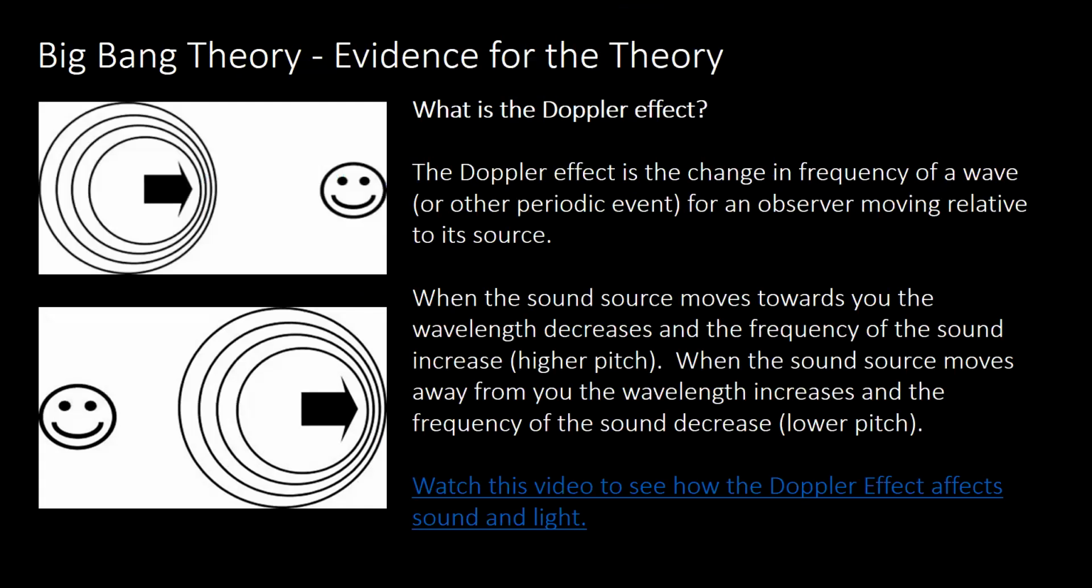What is the Doppler effect? The Doppler effect is the change in frequency of a wave or other periodic event for an observer moving relative to its source. When the sound source moves towards you, the wavelength decreases and the frequency of the sound increases, which is a higher pitch. When the sound source moves away from you, the wavelength increases and the frequency of the sound decreases to a lower pitch.